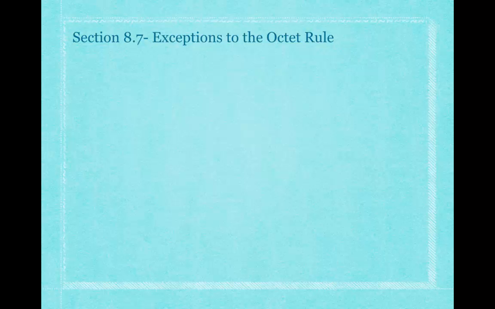There are additional exceptions to the octet rule, and we're going to look at them very briefly right now. When we look at VSEPR theory and molecular geometries in the next section, we will get more into detail with these exceptions, especially the third one. The first exception is when you have an odd number of electrons. Up until this point, the number of valence electrons that you've had has always been even. But there are some instances in which you can have an odd number of valence electrons.